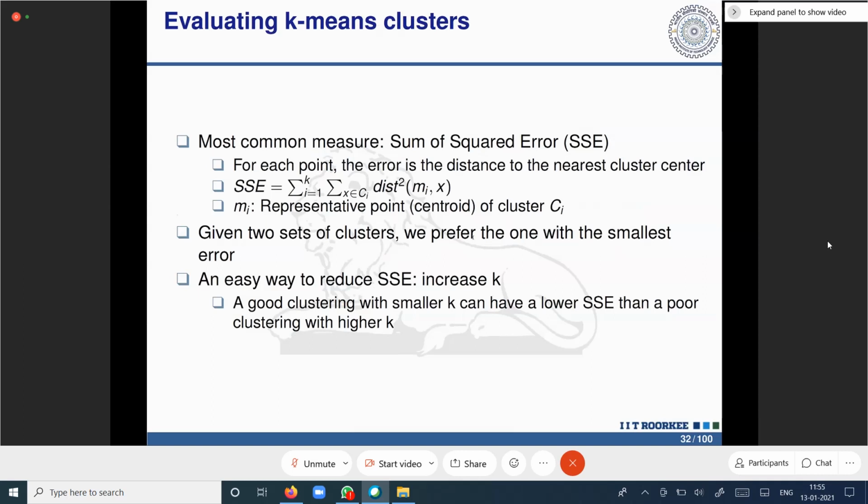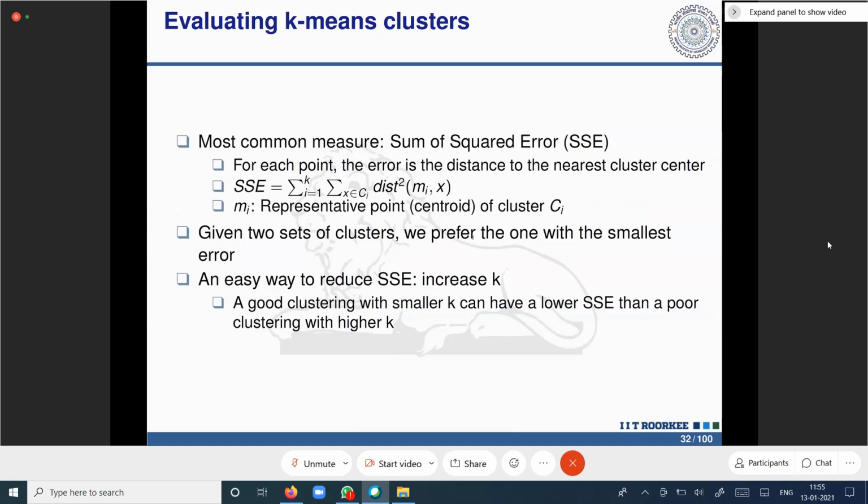All right. Now, once you know, okay, I found these clusters, how do I know whether these clusters are good or bad? So evaluating k-means clusters is important. For that, the most common measure we use is the sum of squared error, SSE. For each point, the error is the distance to the nearest cluster center. So we find the distance of each point from its cluster centroid and take the average or sum of that.